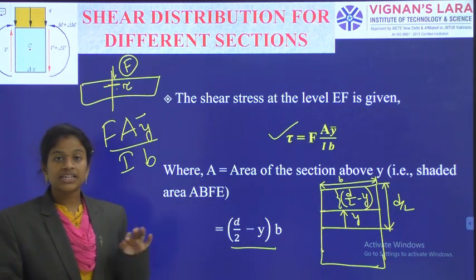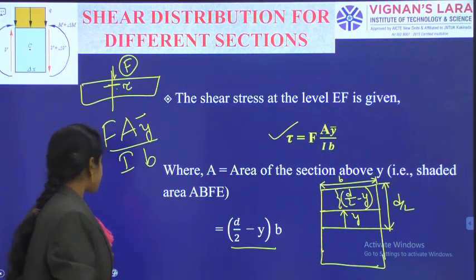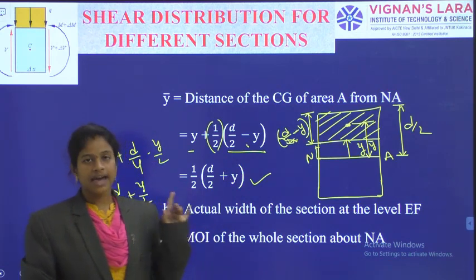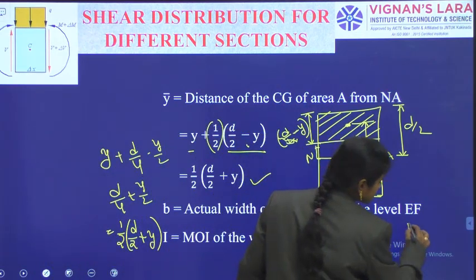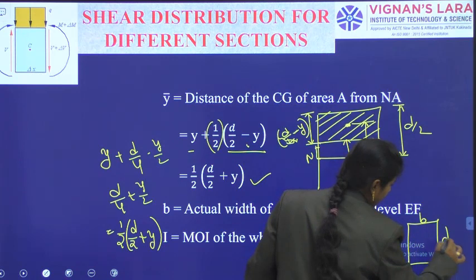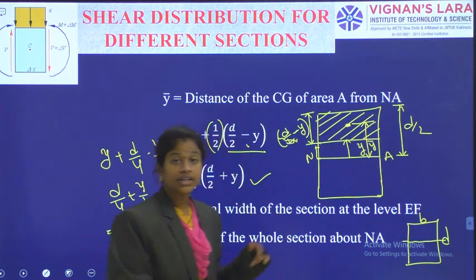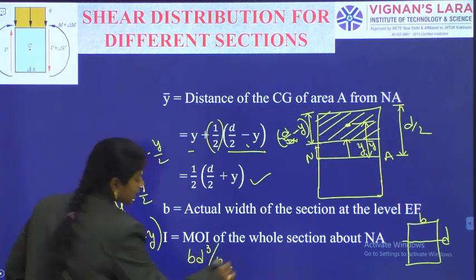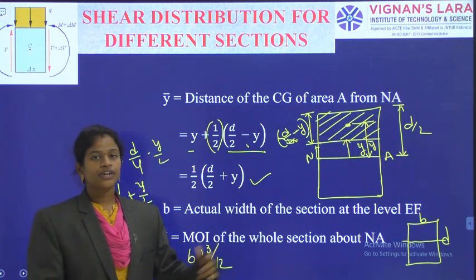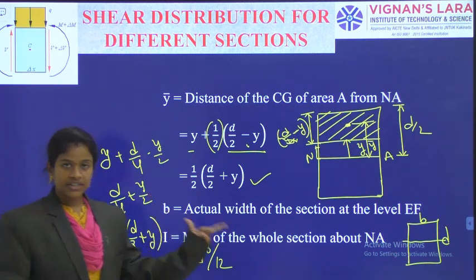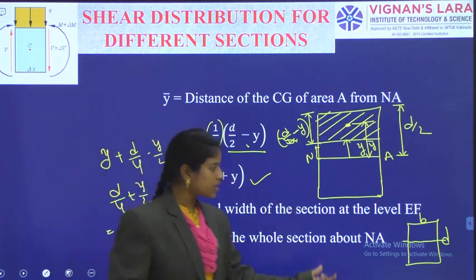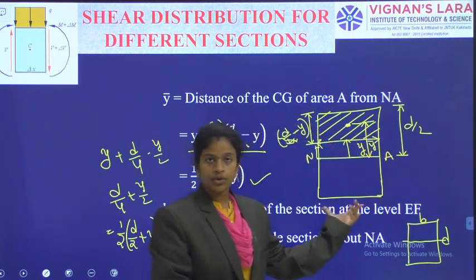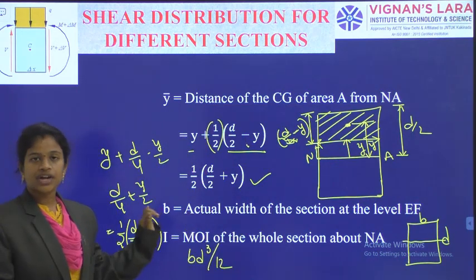I is the moment of inertia of the whole section about the neutral axis, nothing but the centroidal axis. As it is a rectangular section with dimensions b and d, about the centroidal axis or the neutral axis, the moment of inertia is b d cubed by 12, and b is the actual width of the beam. In our case, the width of the beam at the level EF is also b only. So the same b I have to continue.